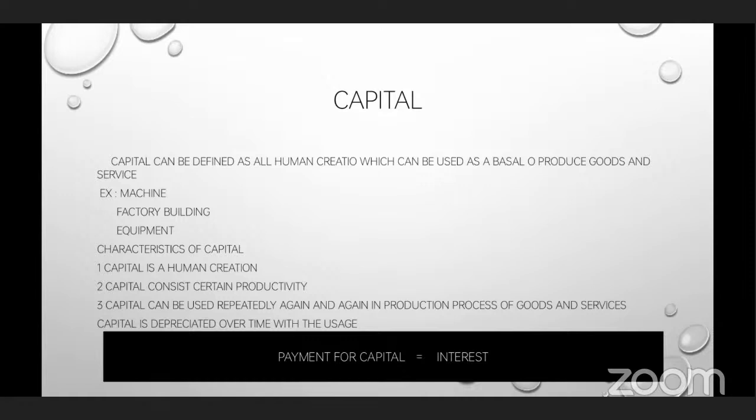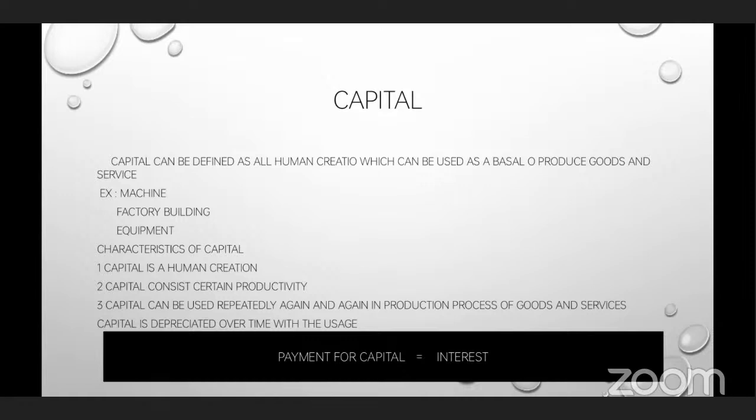Okay, we'll see the characteristics of capital. First one, capital is a human creation. It's a man-made thing. Next one, capital has certain productivity. Productivity is equal to output divided by input. Third one, capital can be used repeatedly again and again in the production process of goods and services. Fourth one, capital is depreciated over time with usage. So interest is the payment for capital.